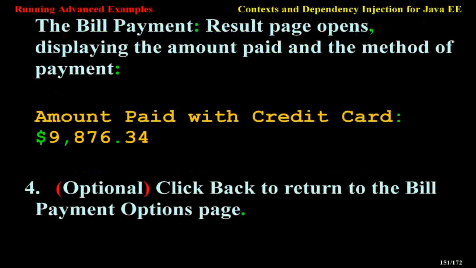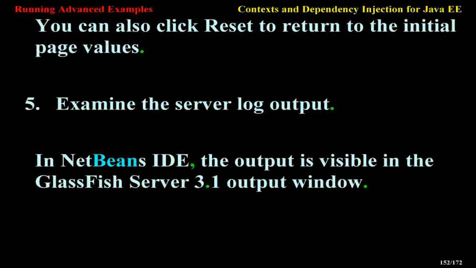The bill payment result page opens, displaying the amount paid and the method of payment. Amount paid with credit card: $9,876.54. Optionally, click Back to return to the bill payment options page. You can also click Reset to return to the initial page values.